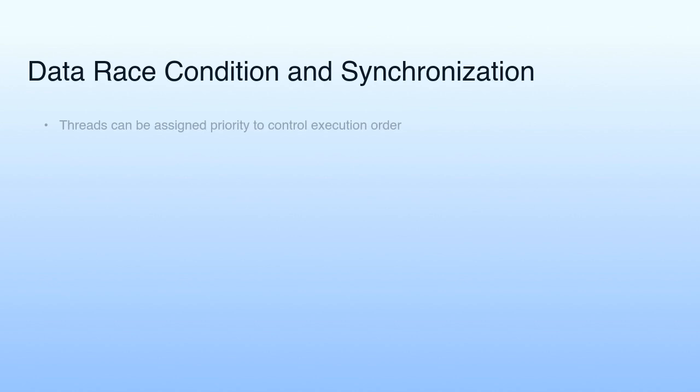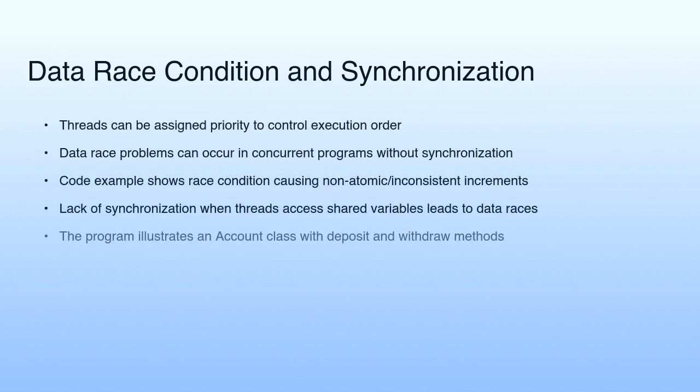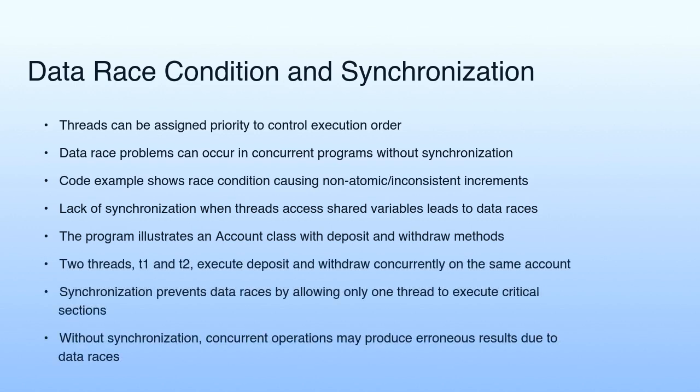The video highlights the data race problem that can occur in concurrent programs without proper synchronization, demonstrating a code example where a lack of synchronization leads to non-atomic and inconsistent increments when threads access shared variables.